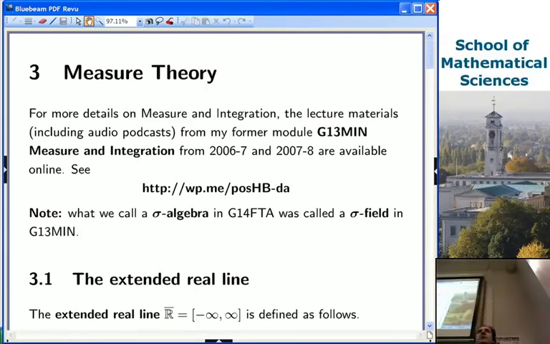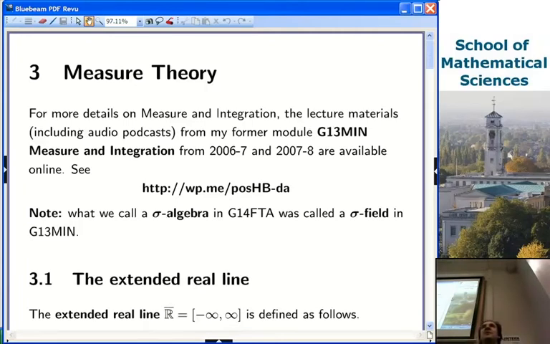Now, we have limited time in this module. We won't be able to go through all the details, but I did do some more details when I taught measure and integration to the third years. This is a short link to a much longer link, which is on my blog, which then links to various places where you can get the audio, and no video, unfortunately, yet, but you can get audio podcasts from my lectures from 2006 and 2007 on measure and integration, and all the annotated slides and everything. So there's plenty of information there, much more than you need to know.